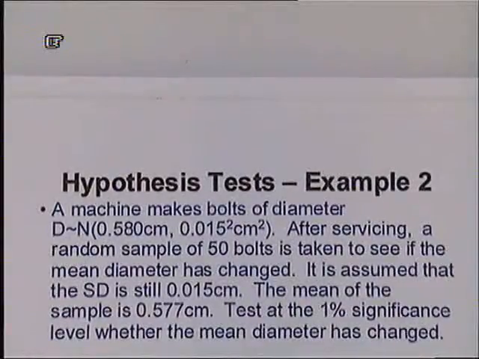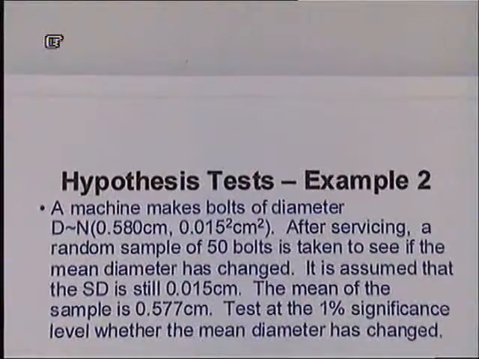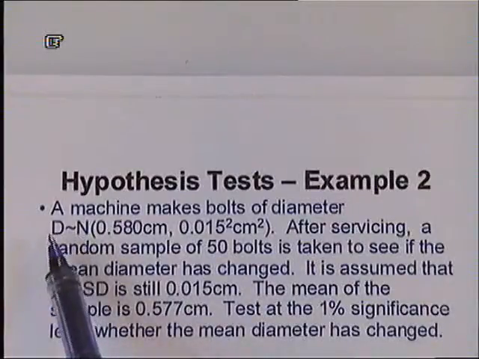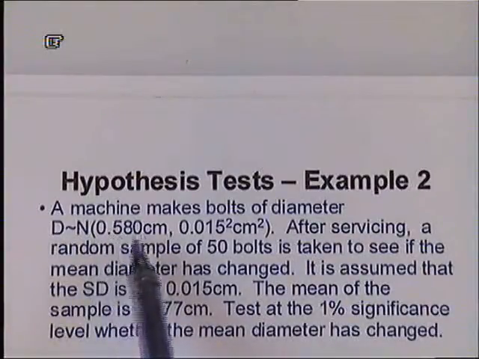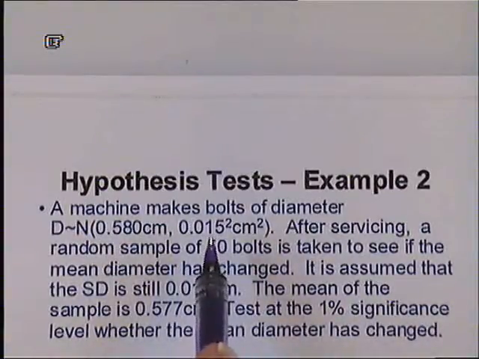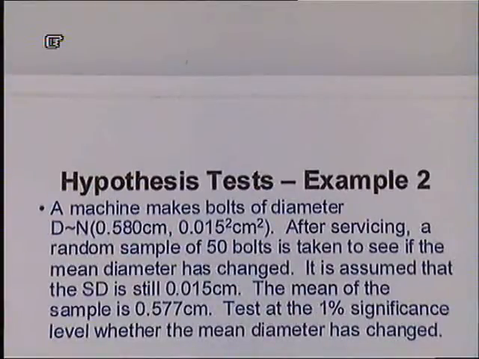Okay, the second example, again, you can cut and stick. This time we've got a machine making bolts. And we know that the bolts coming off this machine are normally distributed, and their diameters are normally distributed with that mean and that variance. How do we know that? The great god of statistics has told the person making the question. Okay, we just don't query that at the moment.